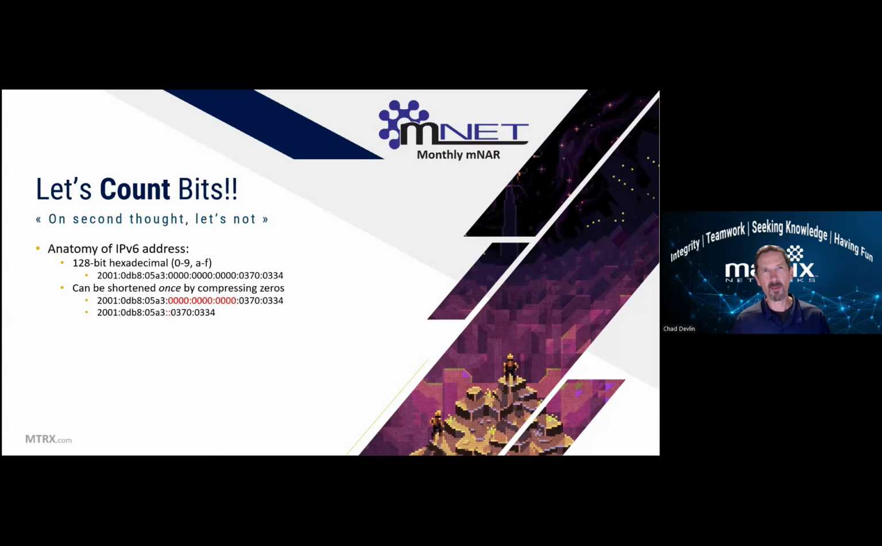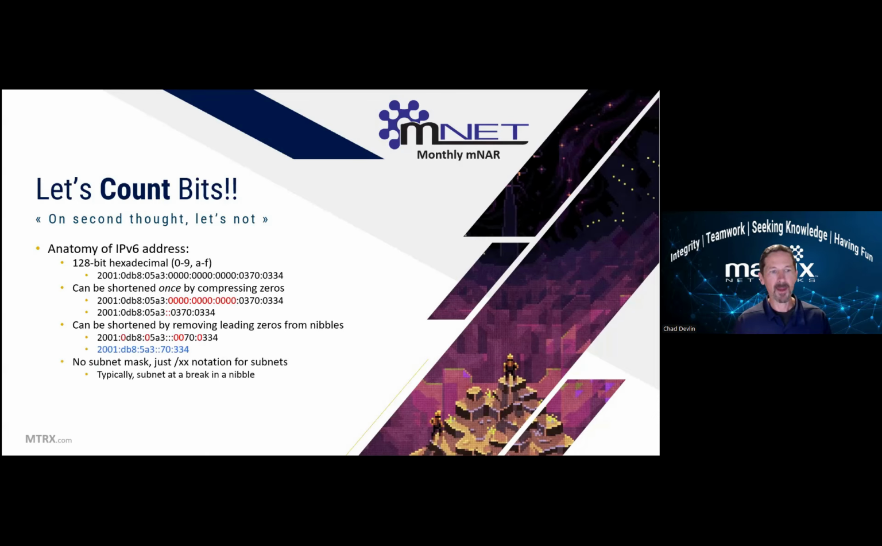So just bear in mind, we can only do that once per address, because if we've got two sets of zeros here, two sets of zeros here, and we compress them both, we don't know whether it's 1 and 3 or 3 and 1 or 2 and 2. So again, we can only do that once within an IPv6 address. Further, we can shorten it by removing the leading zeros from the nibbles, shorten that up. So that IP address, what you see in blue, is really what you're going to get if you're doing an ifconfig or if you're doing an NS lookup.